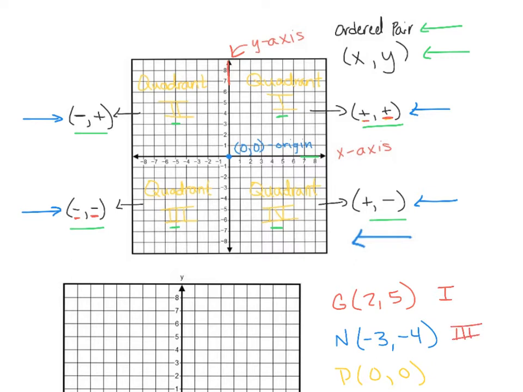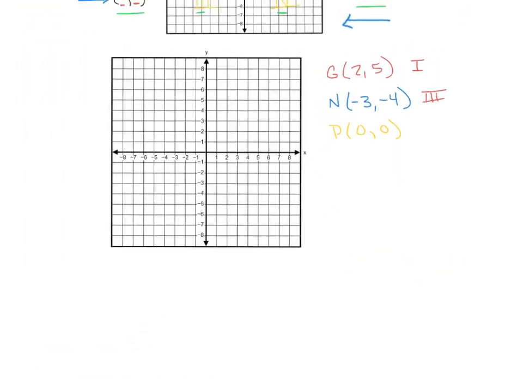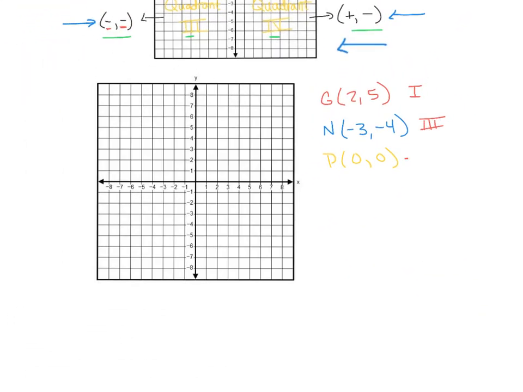So when we graph those 2 points, if the G doesn't fall in quadrant 1 and N doesn't fall in quadrant 3, we got them wrong. And then we have 0, 0. Well, if you look up here, 0, 0 is right in the center, and that's the origin. So we can say that for 0, 0, that's got to be on the origin.